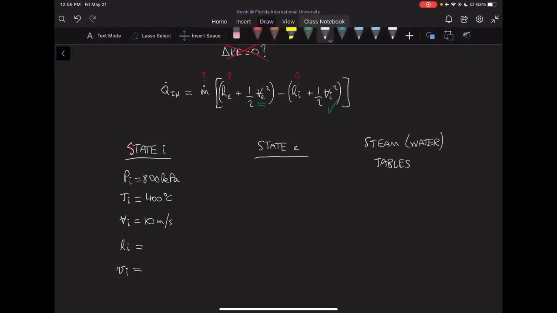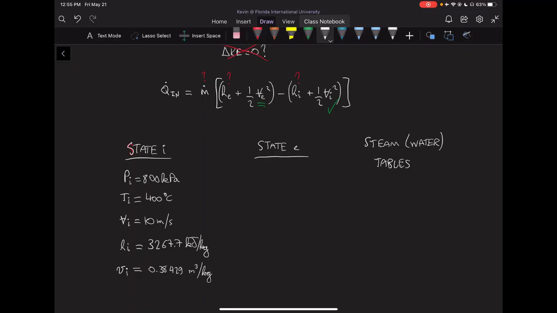So we have that HI is equal to 3,267.7 kilojoules per kilogram, and VI is equal to 0.38429 meters cubed per kilogram. Okay, so we wrote those points down.